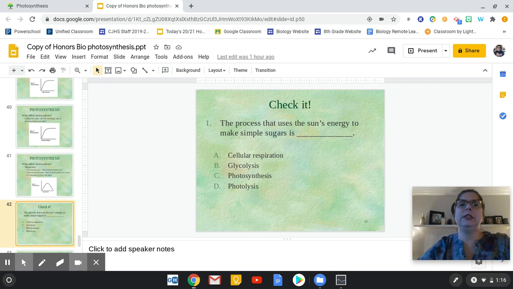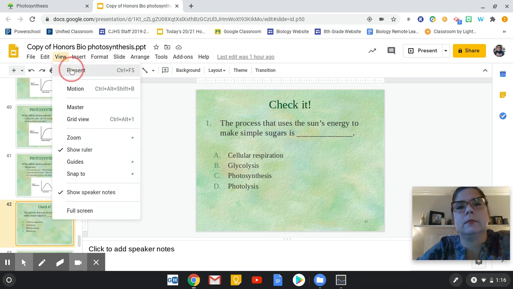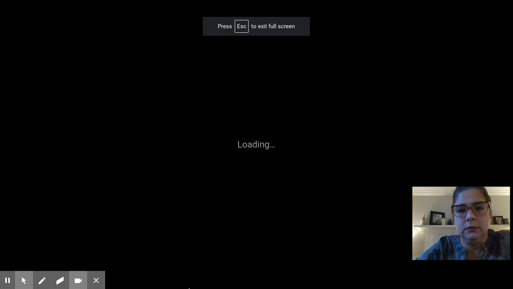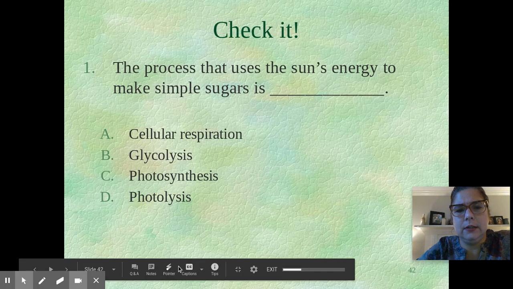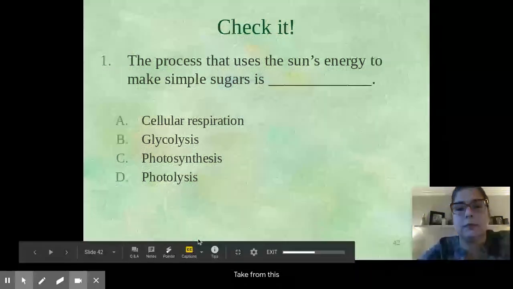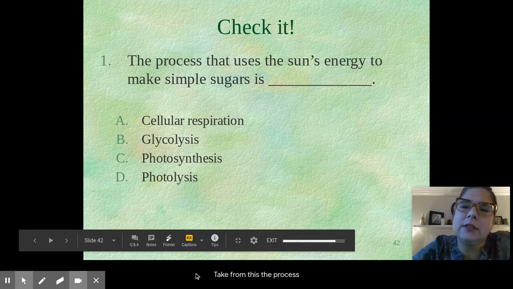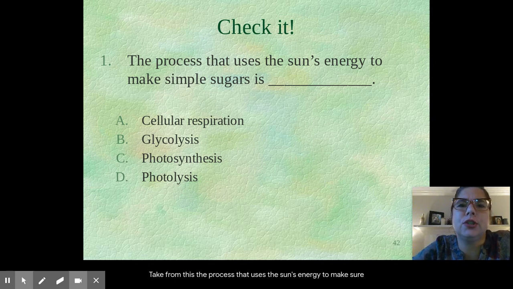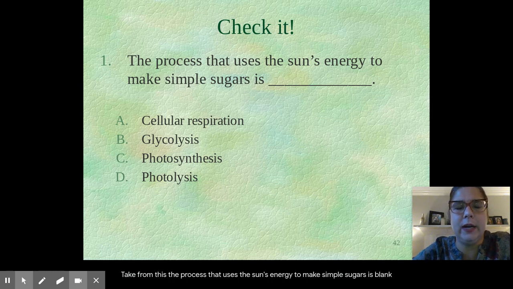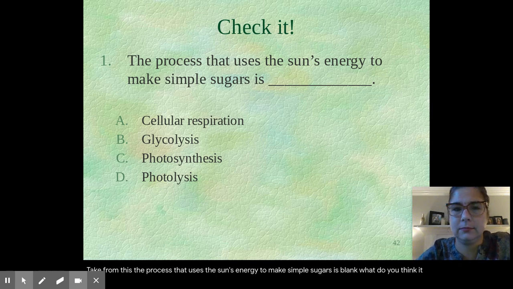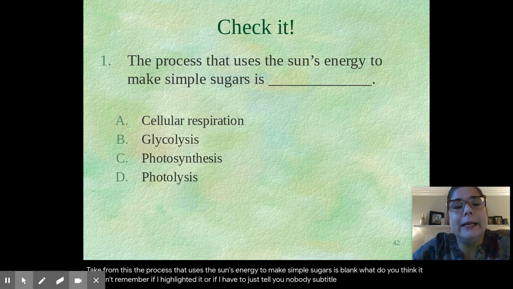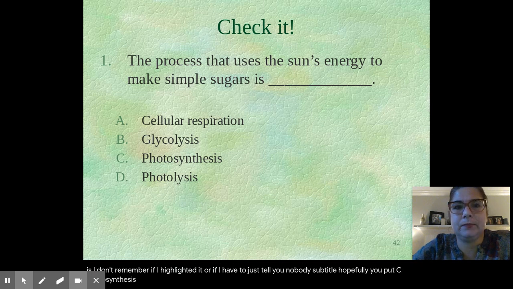Really quick question. I want you to check it. Let's check yourself now and see what you were able to take from this. The process that uses the sun's energy to make simple sugars is blank. What do you think it is? Hopefully you put C, photosynthesis.